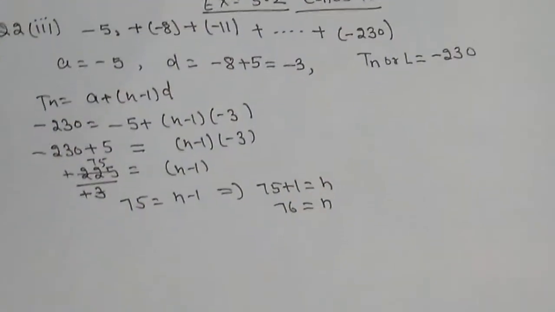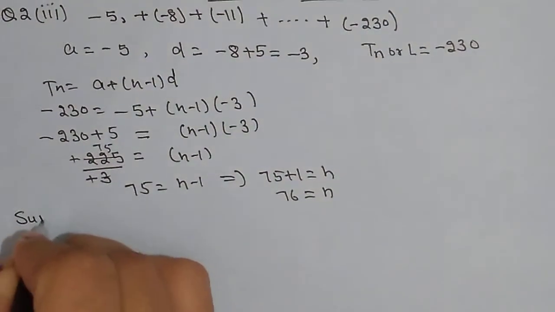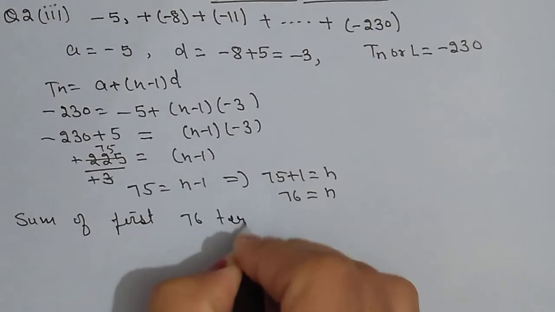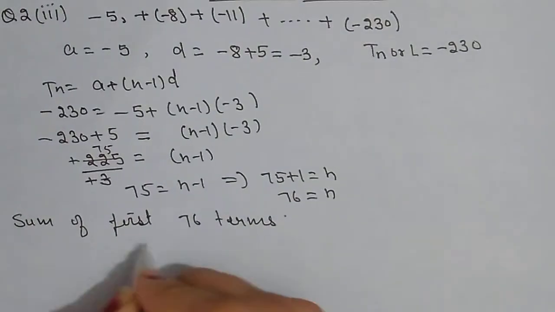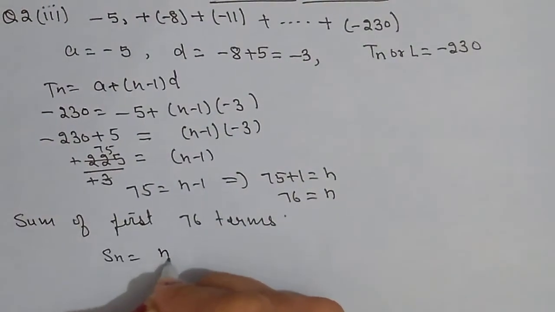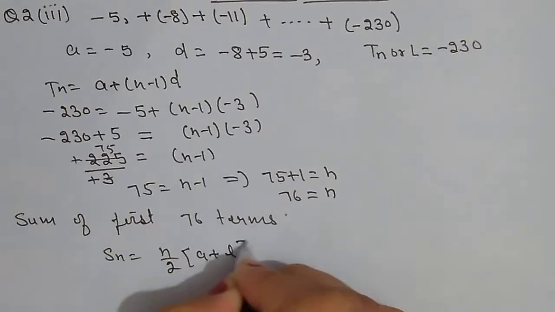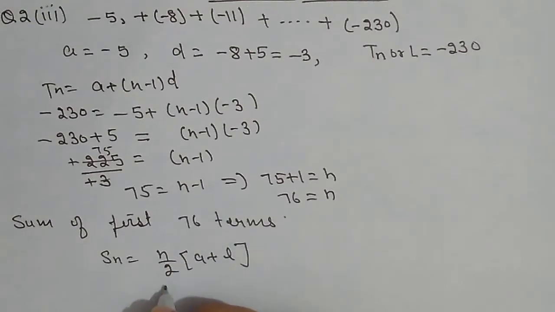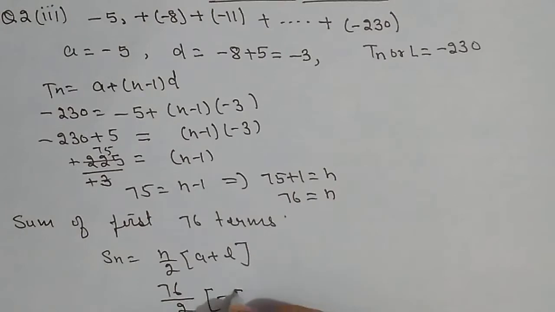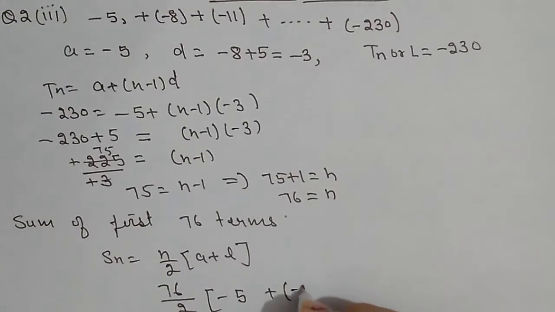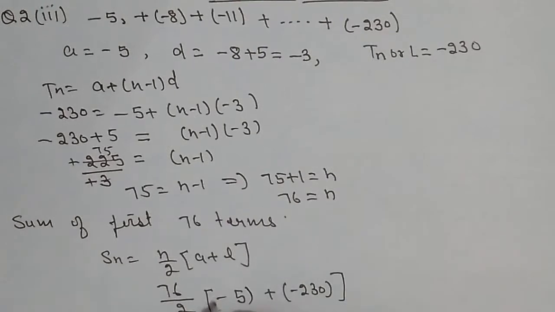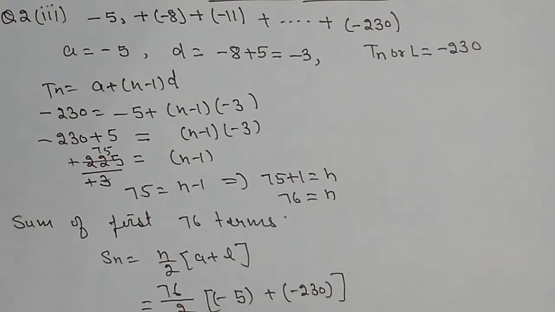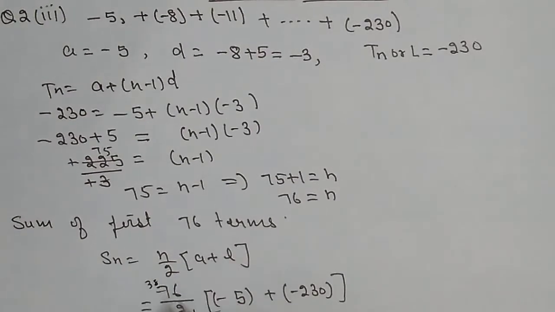Now find the sum of these numbers. Sum of first 76 terms. So the formula will be Sn is equal to n by 2 into a plus l. Okay. So n by 2 is, n is 76, 76 by 2 into minus 5 plus minus 230, right? So 76 by 2 became 38, 2 1 ja, 2 3 ja, 2 8 ja.